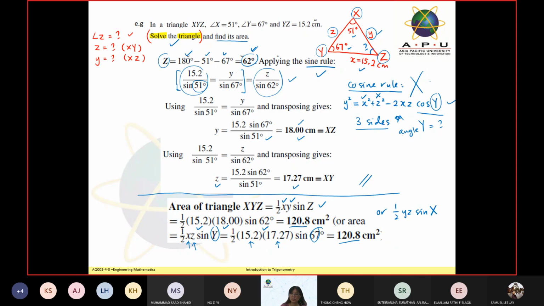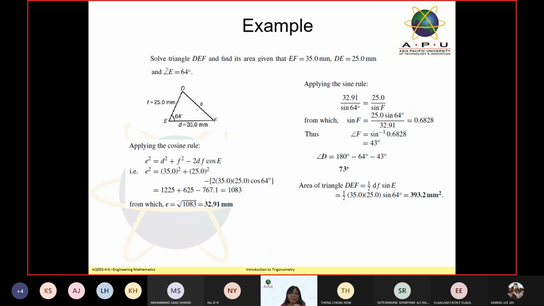Then we move on to another example. Okay, this is another example. Solve the triangle DEF and find the area, given some information about the triangle. Just now, in the previous triangle, two sides, two angles and one side were given. Now for this triangle, two sides are given and one angle is provided.